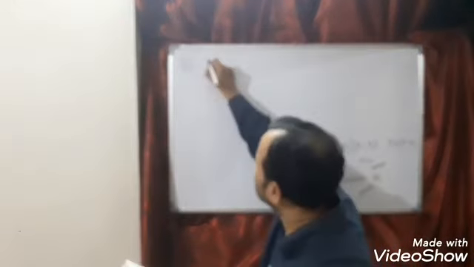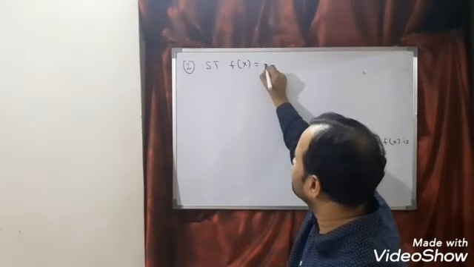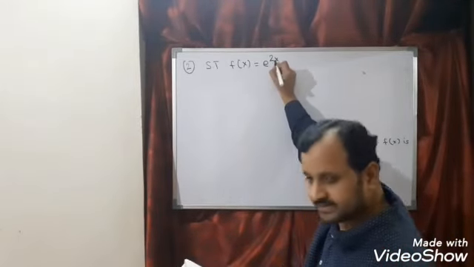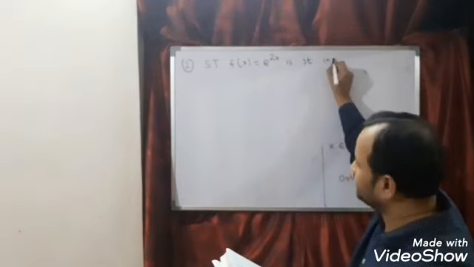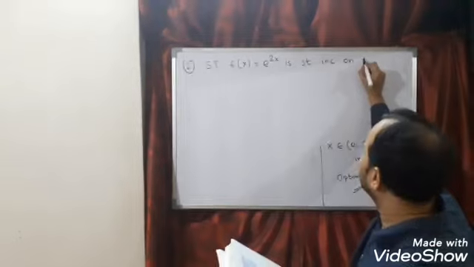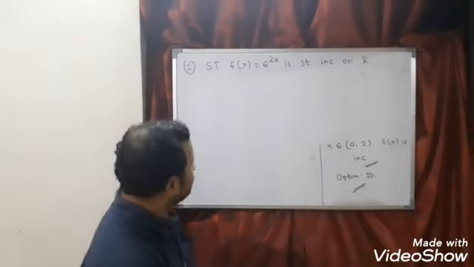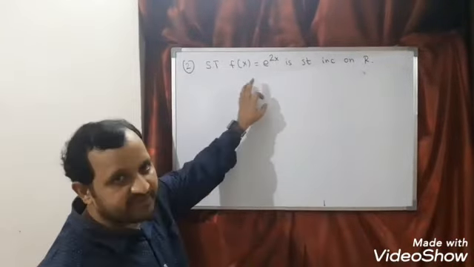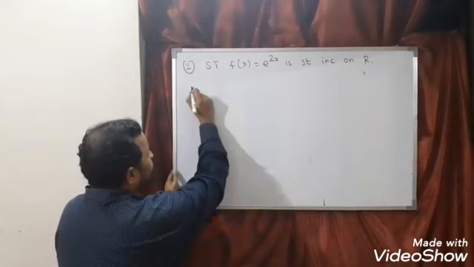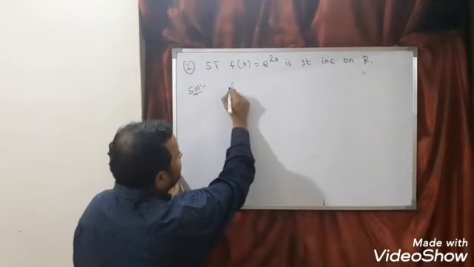Show that the function f of x is equal to e power 2x is strictly increasing on R. Very, very simple question. Look here. So f of x is given. For increasing or decreasing, we have to find f dash x. So what is f dash x?